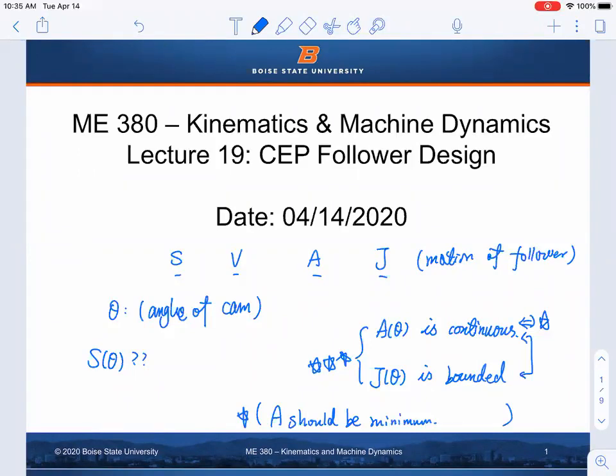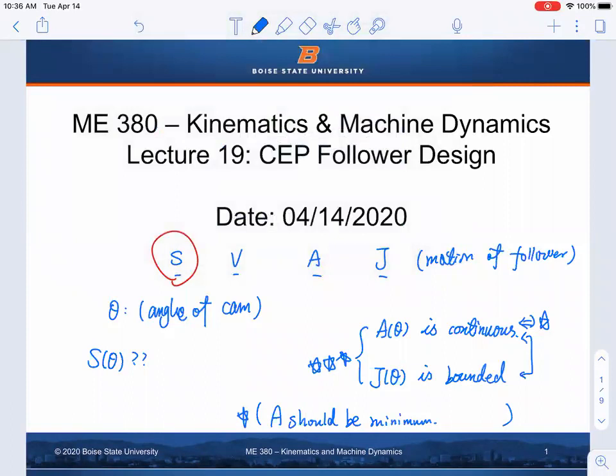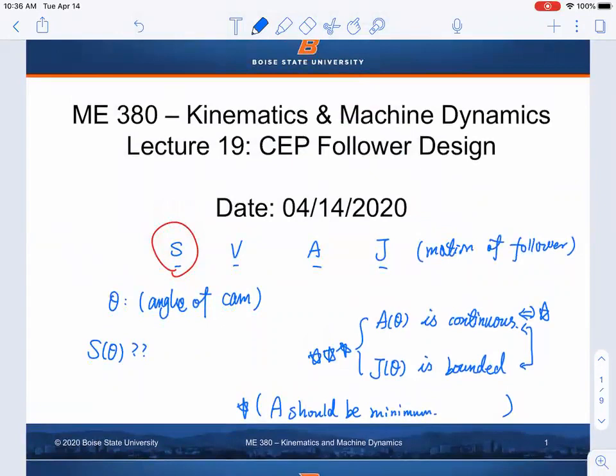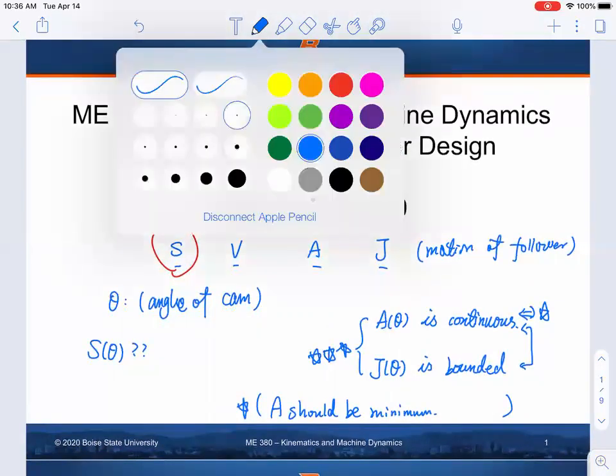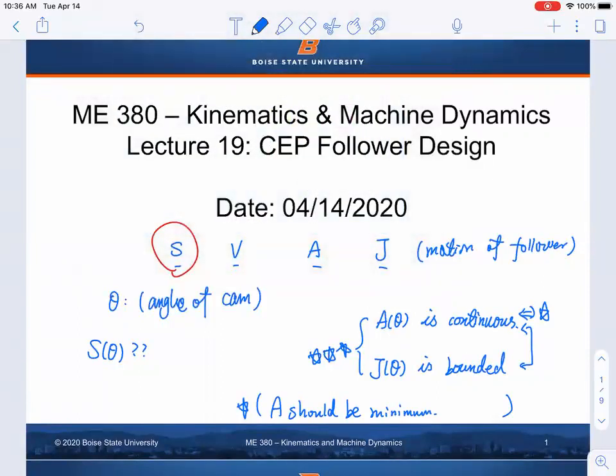All right, so that's the design of your cam. That's the logic behind the design. So for CEP, everything is simple. We only target your S. We don't care about V, A, and J. We only design the cam for a system such that your S follows a certain path. Why is this simpler than other cases? If you watch the video, you're going to see 3 different domains discussed in this cam design. We're talking about time, theta, and x.